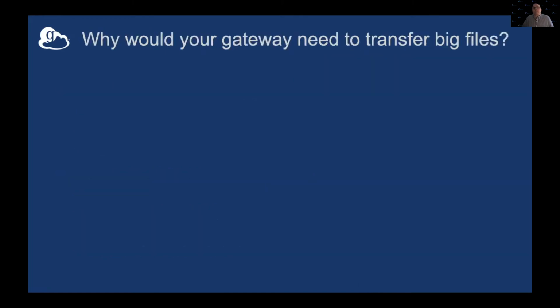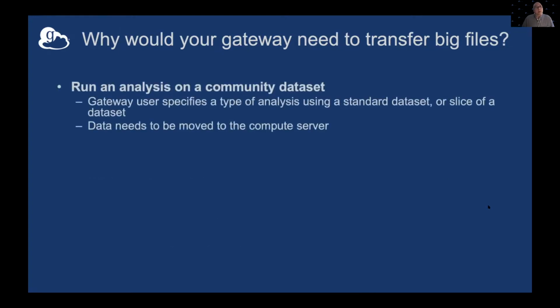So here's a question. Why would your gateway need to transfer big files? What are some of the common scenarios that we see science gateways doing that involve Globus? One of them is running an analysis on a community data set. So this is a scenario where your gateway allows the user to pick a data set that's already in the gateway's library maybe, and run some kind of standard analysis over it. So pick an analysis and do it on a chunk of a data set, maybe one that nobody has thought to do before, and find out what the results of that analysis are.